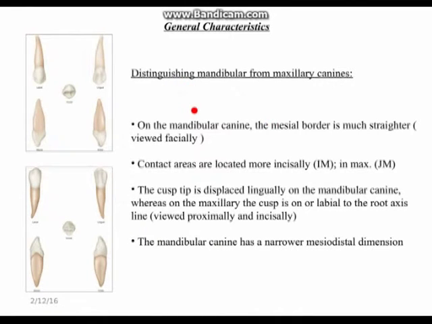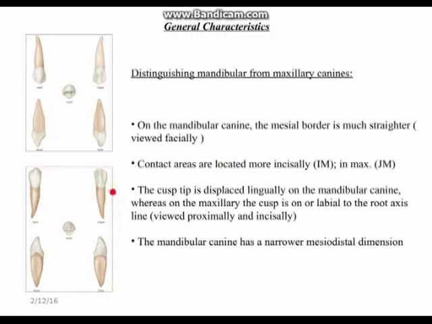Now, how do we distinguish between mandibular and maxillary canines? On mandibular canines, the mesial border is straighter when viewed facially. Let's see. Now, this is the mandibular, this is the mesial part, and it's more straight. We already talked about that because on the maxillary canines, you have a convexity going on, and then it kind of flattens out, while in the mandibular teeth, it's already kind of parallel.